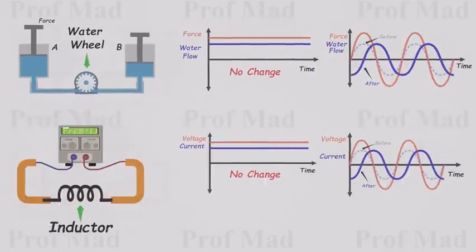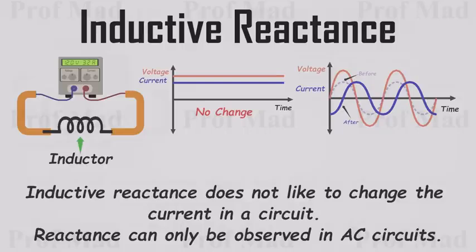In the case of direct current, DC, where voltage remains constant, the inductor does not influence the current. However, in alternating current AC circuits, where voltage is always leading the current, this effect becomes evident. This phenomenon is known as inductive reactance. As we mentioned earlier in this video, inductive reactance does not like to change the current through it. Also, it is not observed in DC circuits because current remains constant.